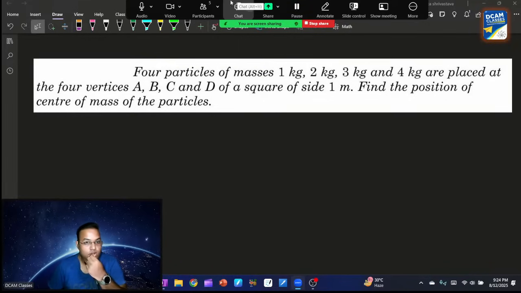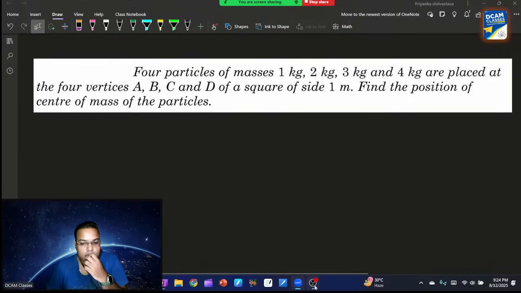So the new coordinates are 0.5 comma 0.7 meter.